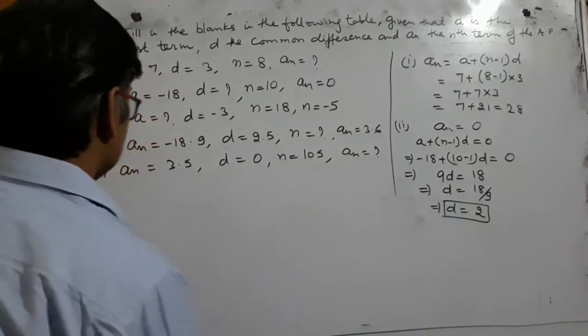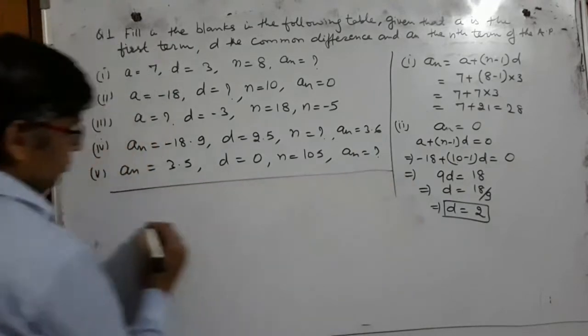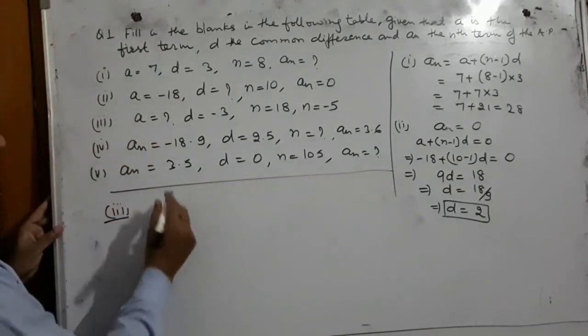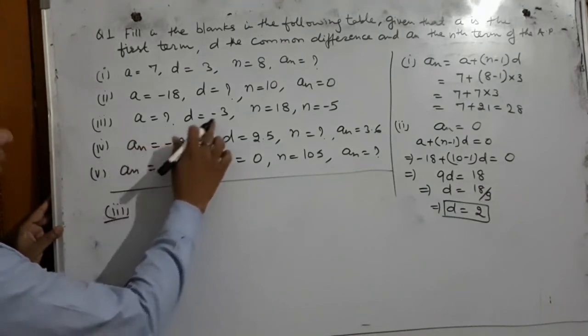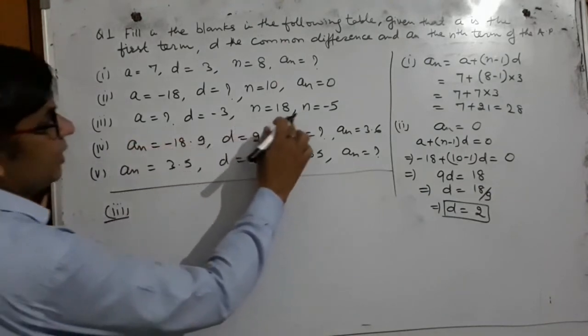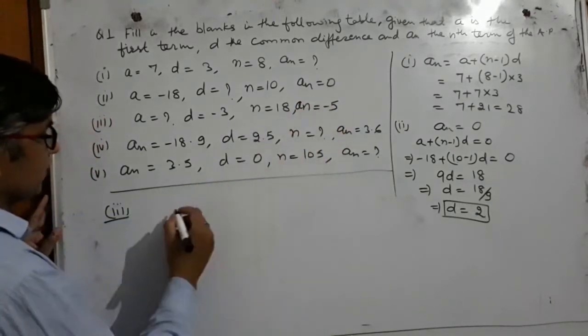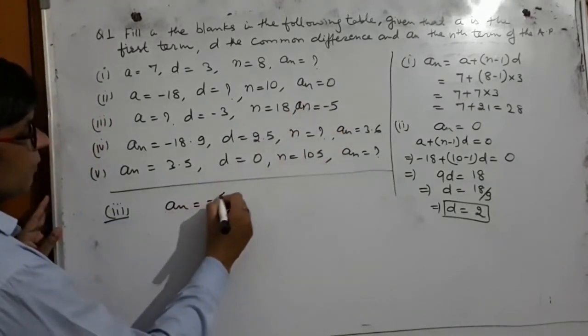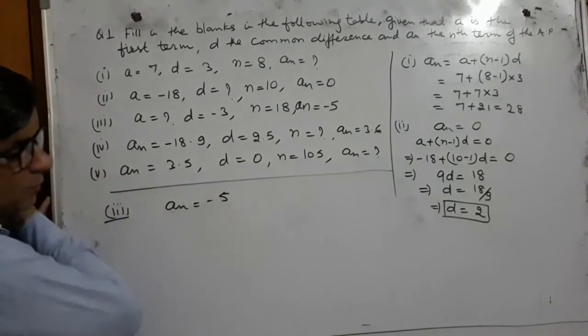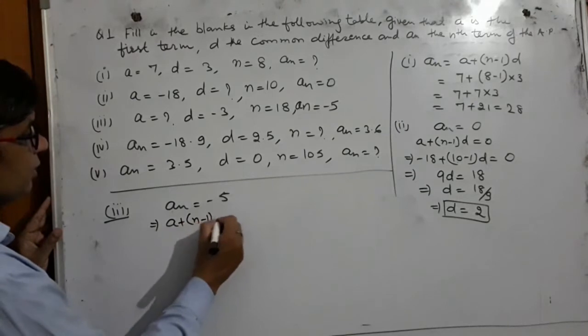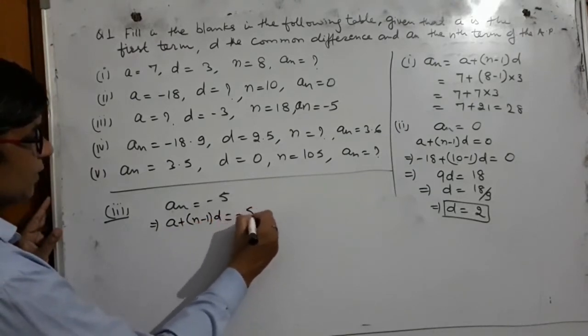Now part third. A find करना है, D is minus 3 है, n 18 है और an is equals to minus 5. An equals to minus 5. It means nth term is minus 5. So A plus n minus 1 into D equals to minus 5.